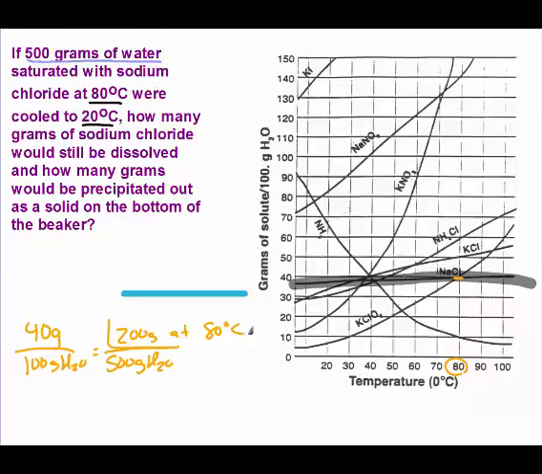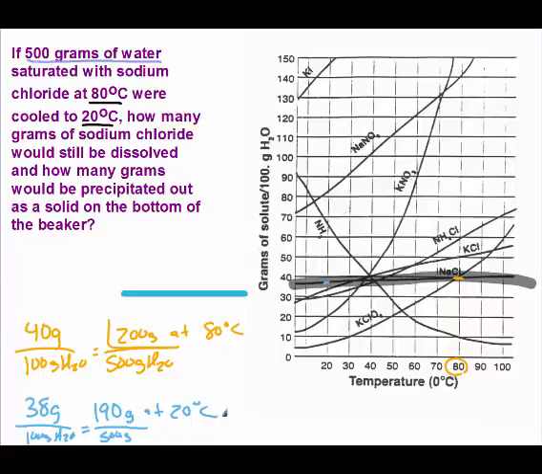We need to do the same thing for our 20 degrees. So at 20 degrees, we can dissolve around 38 maybe. So 38 grams for every 100 grams of water. So 500. So 5 times 38 is 190 grams at 20 degrees Celsius. Your answers will be slightly different than mine if you said it was 39 or 37. So as long as it's close to 190.